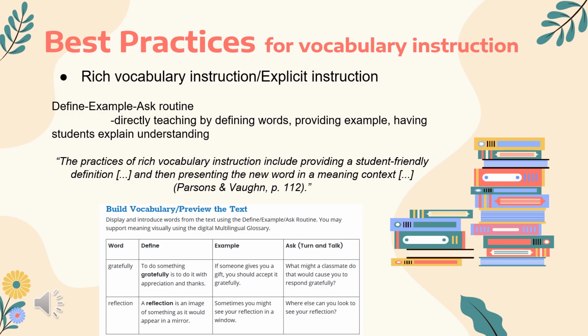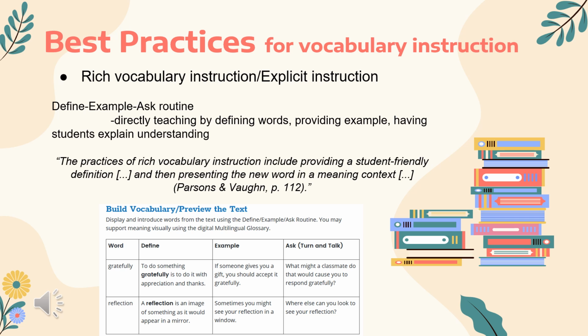The last best practice we focused on is Benchmark's use of explicit instruction for vocabulary. So explicit vocabulary instruction is important because it directly teaches students new words, their meanings, and how to use them. This is going to lead to improved comprehension and overall academic success. So by focusing on key vocabulary words and providing multiple opportunities for practice and review, explicit instruction helps students build a stronger foundation for understanding the complex text they will be reading.